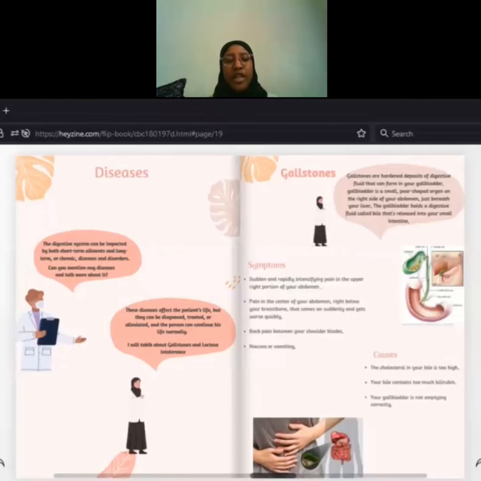Now, let's talk about symptoms. First, sudden and rapidly intensifying pain in the upper right portion of your abdomen. Second, pain in the center of your abdomen, right below your breastbone, that comes on suddenly and gets worse quickly. Third, back pain between your shoulder blades. Fourth, nausea or vomiting. And about causes, number 1, the cholesterol in your bile is too high. Number 2, your bile contains too much bilirubin. Number 3, your gallbladder is not emptying correctly.